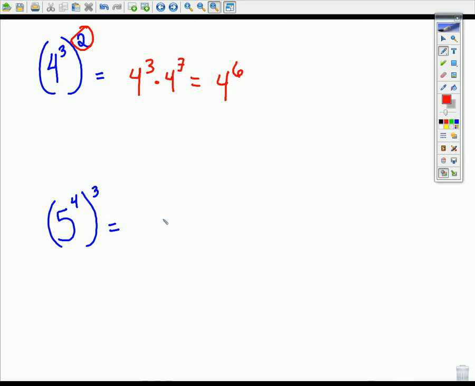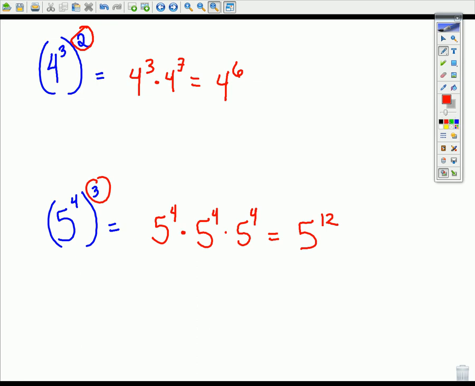And this is 5 to the 4th, but I have 3 copies of that. So 5 to the 4th, 5 to the 4th, and 5 to the 4th. It doesn't matter if I have 3 factors here. I'm going to keep the base as long as it's the same. And 4 plus 4 plus 4 is 12.